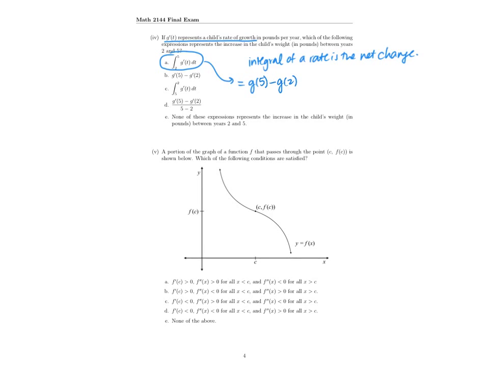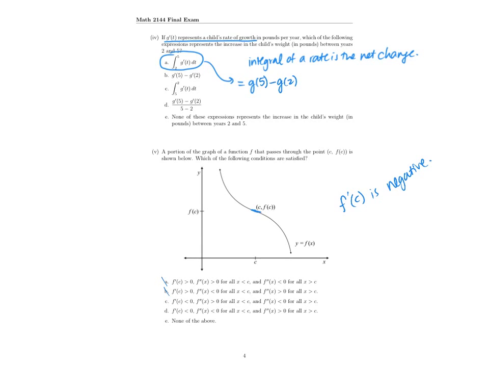Okay, and then the last one says a portion of the graph that passes through C, f of C, is shown below. Which of the following conditions are satisfied? Okay, so it's asking about the first derivative and second derivative. For the first derivative, f prime of C, since it's sloping downwards, the slope is negative. So f prime of C is negative. So I can just rule out the ones that say positive right away. So A and B are gone.